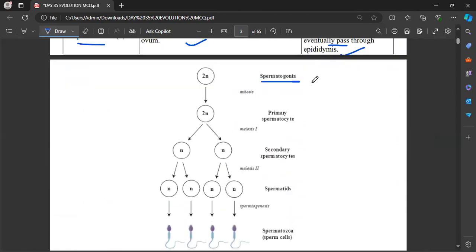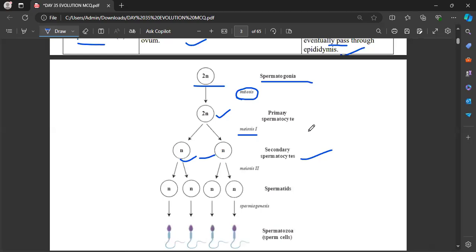As I said before, spermatogonia, which are diploid in nature, under the process of mitosis give rise to a diploid primary spermatocyte, and under the process of meiosis I, it gives rise to two haploid secondary spermatocytes.